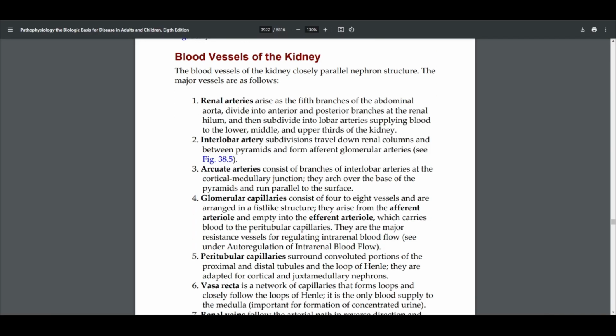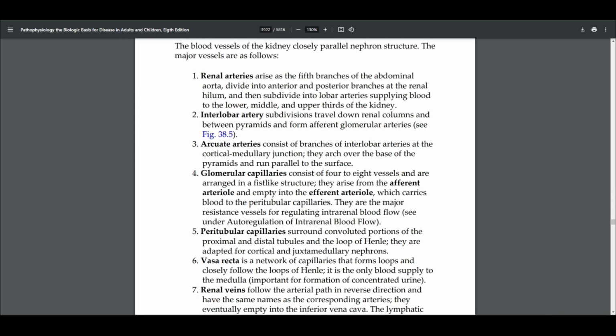That leads us to the blood vessels of the kidneys. The blood vessels of the kidneys closely parallel nephron structure. The major vessels are as follows. We've got our renal arteries that arise as the fifth branch of the abdominal aorta, dividing into the anterior and posterior branches of the renal hilum, and then subdividing into lobar arteries supplying blood to the lower, middle, and upper thirds of the kidneys. Then you've got your interlobar arteries.